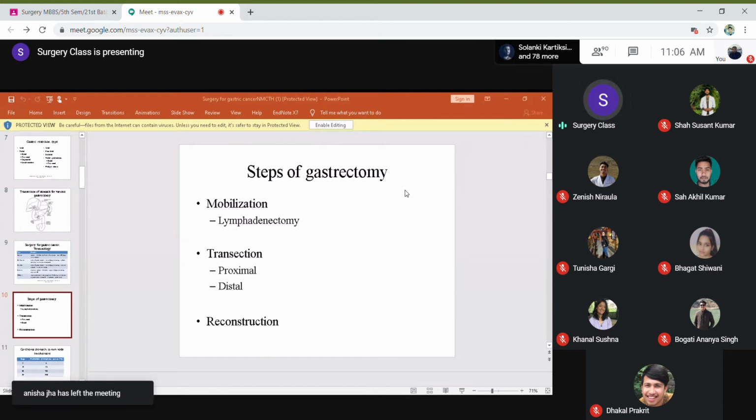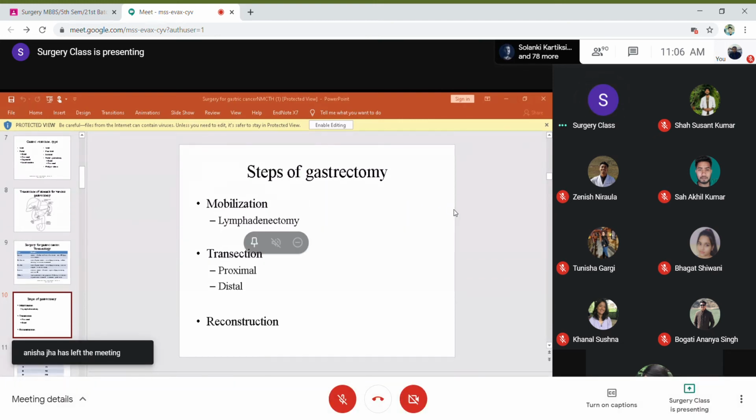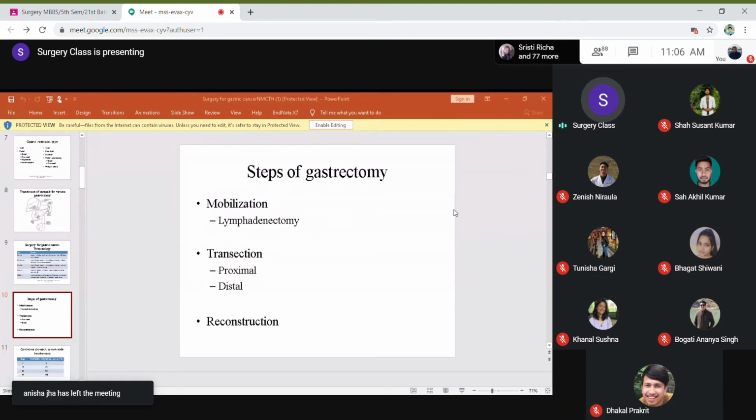And if it is D2, then that is the standard for now. D2 gastrectomy is the standard of care. So removal of nodal tissue along the main branches of the celiac axis. You must know the branches of the celiac axis: left gastric, splenic, and the common hepatic. So you remove the nodal tissue along these branches.